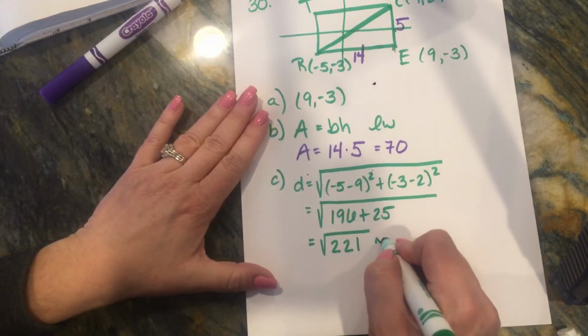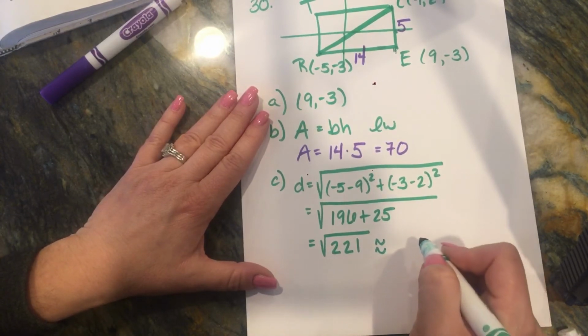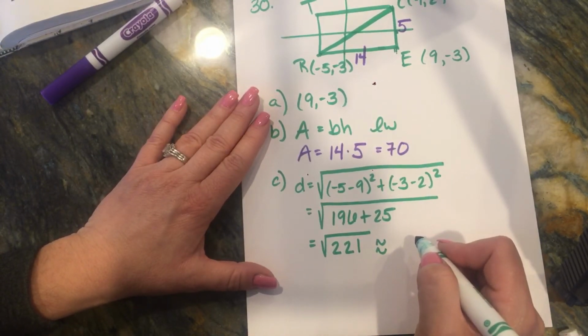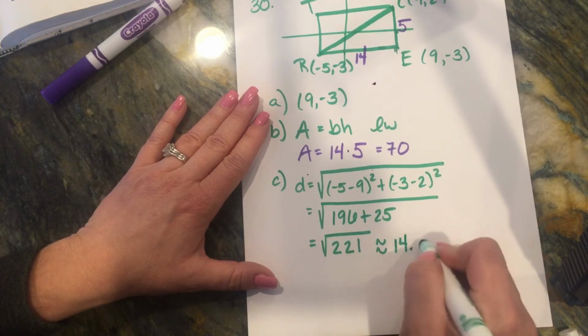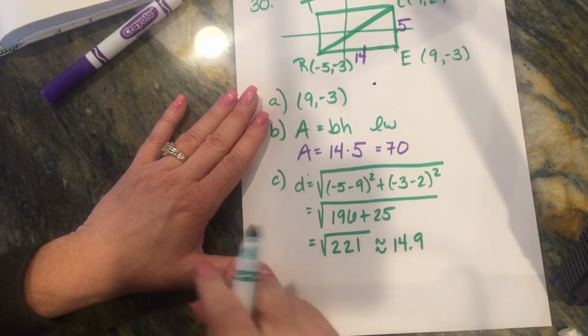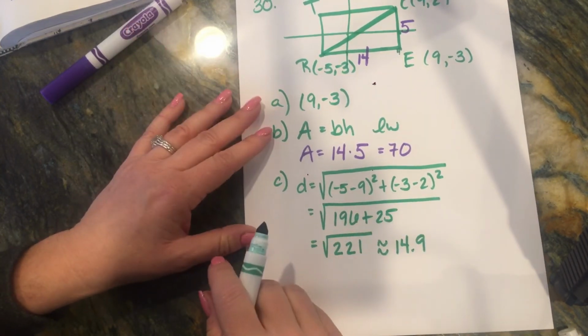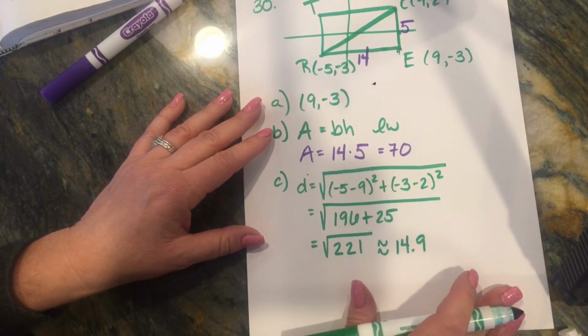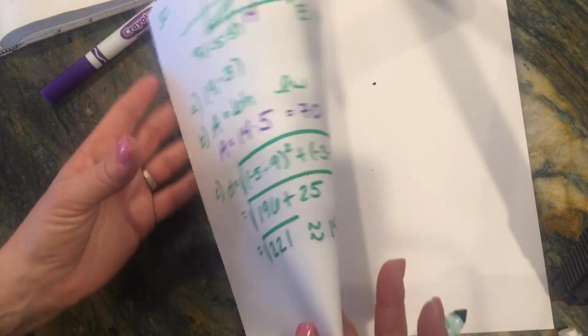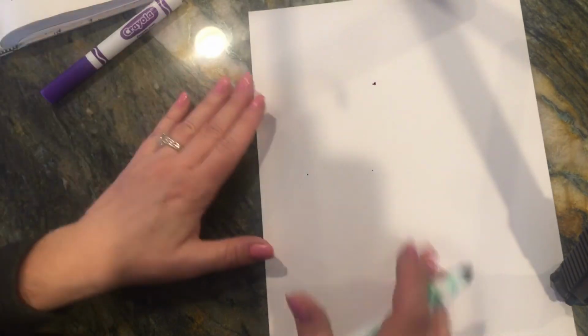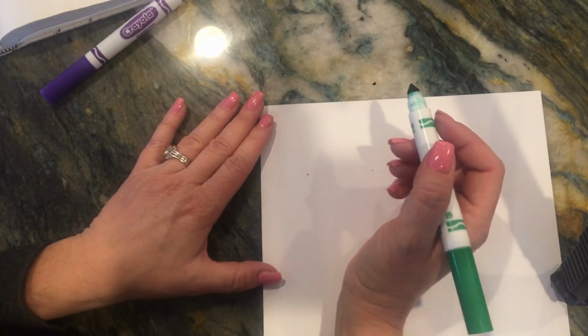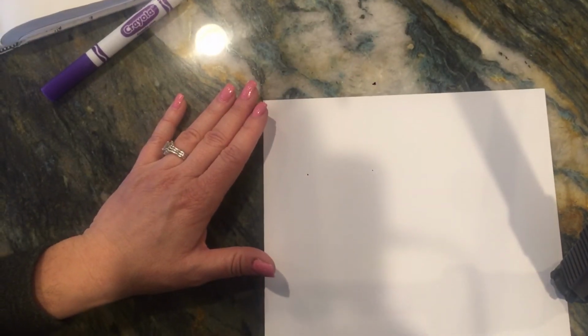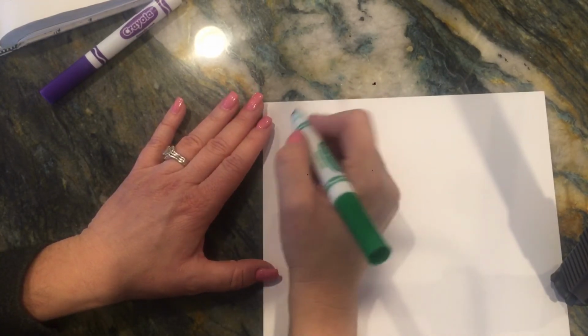I'm sorry. So we have to do a little approximation. So that is approximately 14.9 units, whatever the units are, boxes, miles, whatever. All right, so that was 30. 31. Here we go. All right, 31.